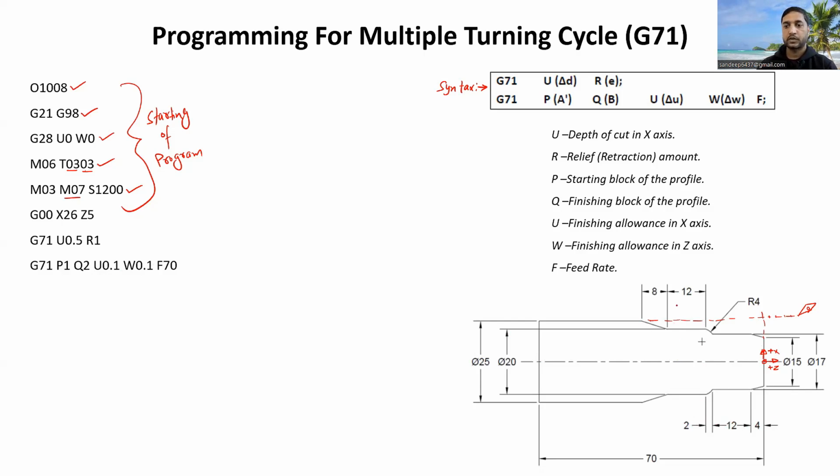Okay, 18 plus 12, this is your 30, then 8, 38. So it will go up to 37.9 mm, and it will keep 0.1 mm in the Z-axis. So this is the meaning of U and W. Then the feed which we are taking here in mm per minute, it means 70 mm per minute. Now I hope it is clear to you.